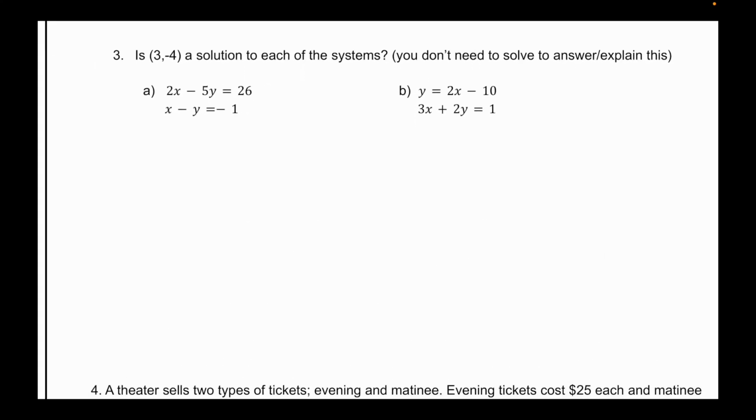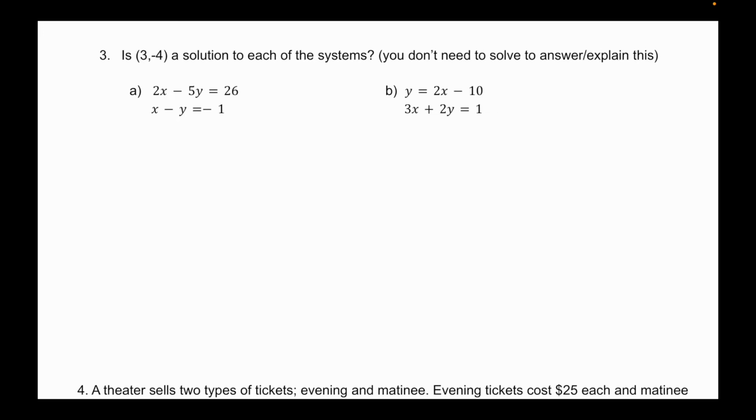There are actually 3 pages to this. So it's 1 page front and back, and then another side on an additional sheet of paper. Okay, so for question 3, we have 2 different sets of equations here. And they're asking us on this one, is 3 comma negative 4 a solution to each of these systems? And we do not need to actually solve the system in order to answer or explain this. All we need to do is actually plug these numbers in for x and for y.